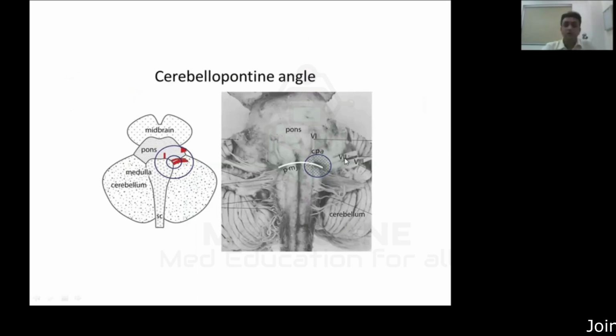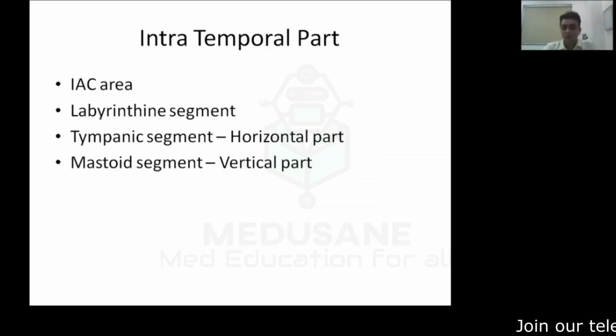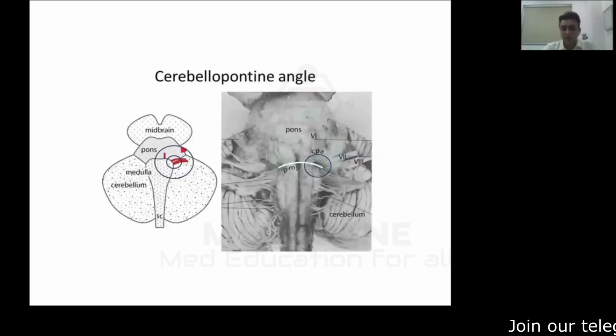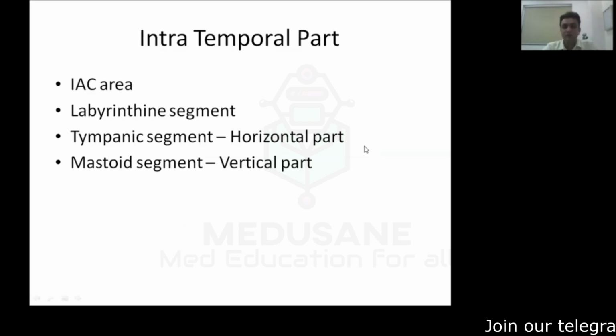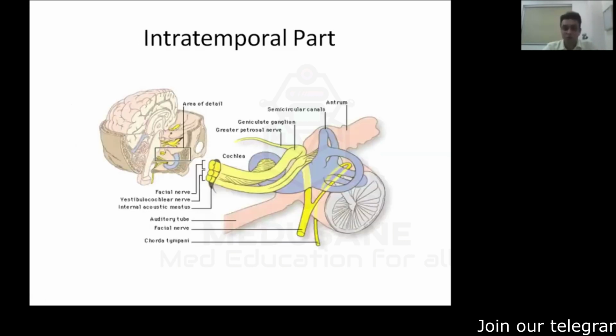the pontine angle. Remember, the CP angle or cerebello-pontine angle is a very good landmark, a very important landmark. Of the intracranial benign tumors, many arise in this area. The most common amongst them is a meningioma, and the second most common is an acoustic neuroma. So after the cerebello-pontine angle, as you can see in this picture, the nerve goes more laterally. Where would it go? It goes into the temporal bone.